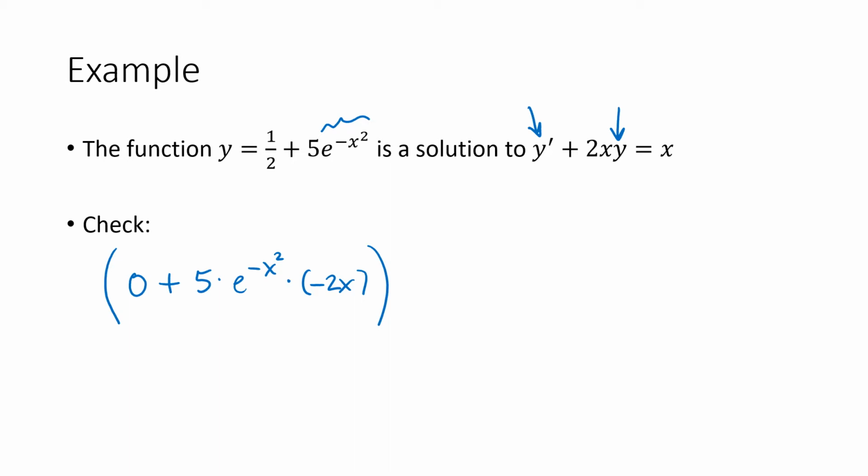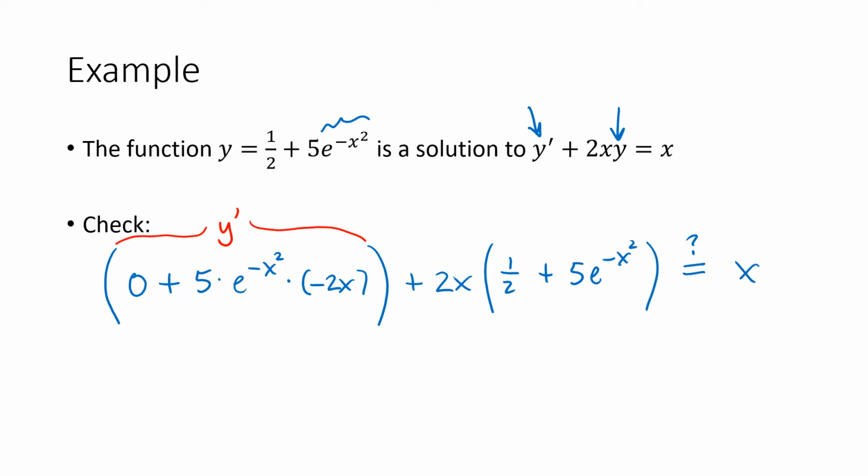So if I'm trying to match this up with my differential equation, there's this whole business. That's my y prime. And then plus 2xy, so plus 2x, and then the y is the function that we were given, 1/2 plus 5e to the minus x squared. And the question is, does that actually equal x? And again, the idea here is that it should equal x no matter what x is.